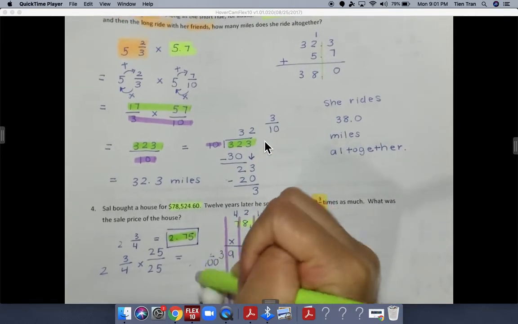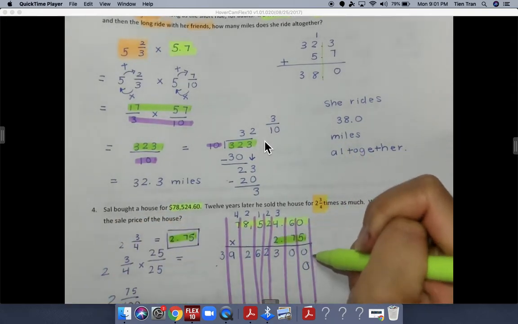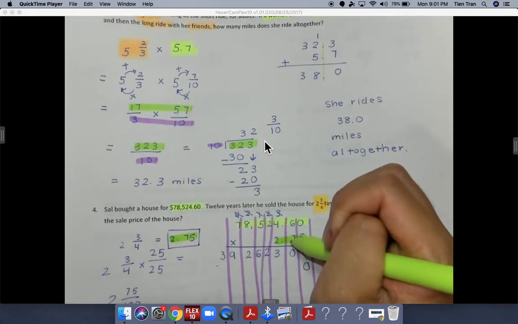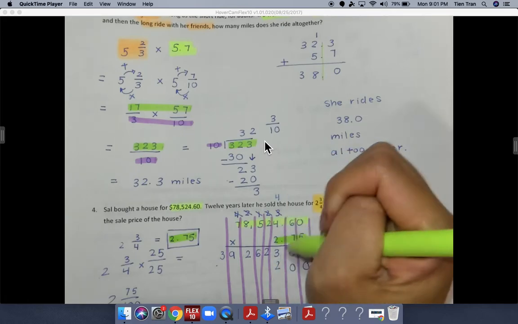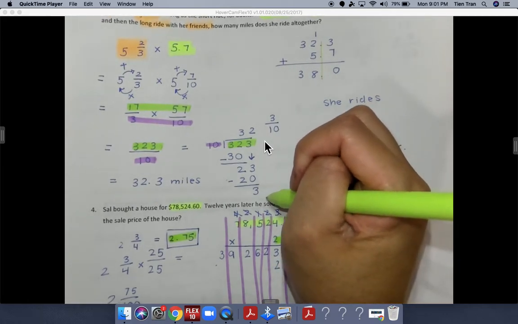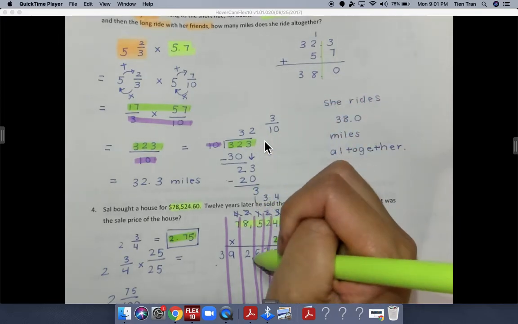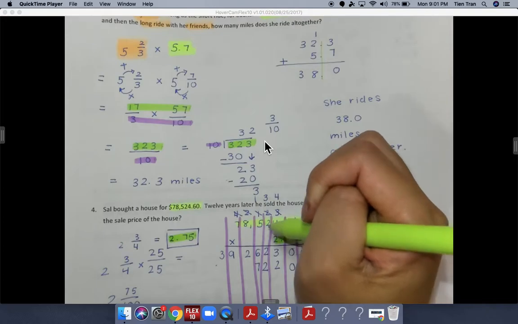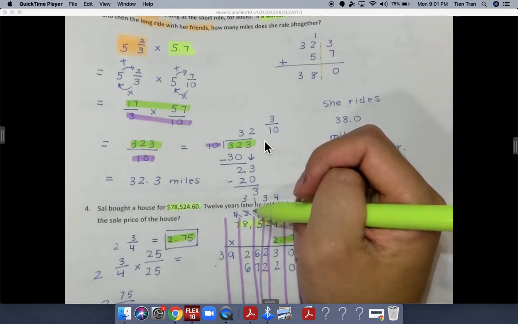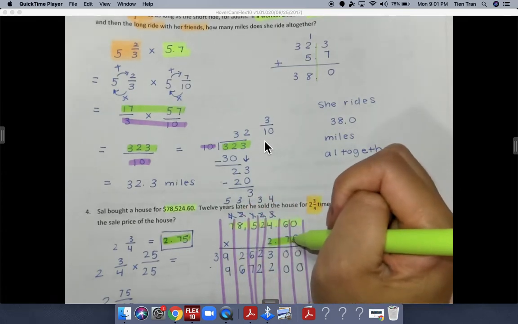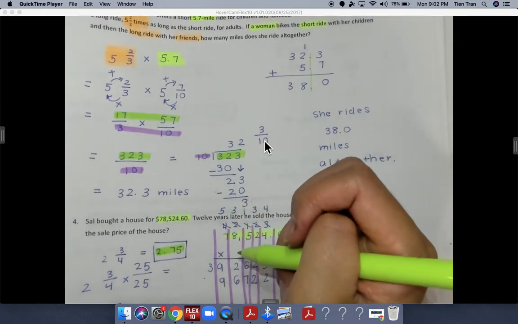I'm going to move this out of the way. Bring down my 0, multiplying now in my tens place. 7 times 0 is 0. 7 times 6 is 42. 7 times 4 is 28, plus 4 is 32. 7 times 2 is 14, plus 3 is 17. 7 times 5 is 35, plus 1 is 36. 7 times 8 is 56, plus 3 is 59. 7 times 7 is 49, 49 plus 5 is 54.